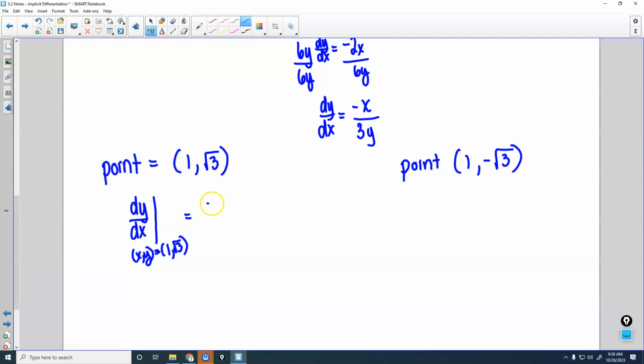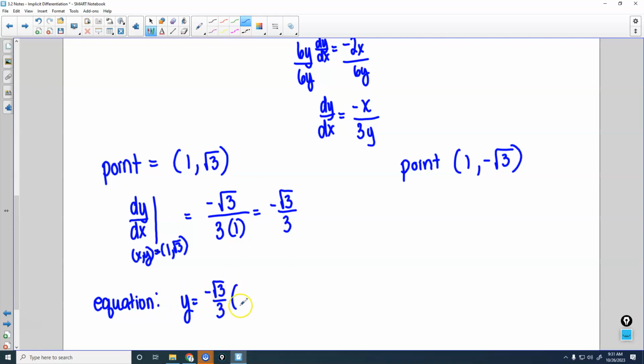So we will have negative square root of 3 over 3 times 1, which will give us negative square root of 3 over 3. So our equation right here would be y equals negative square root of 3 over 3 times x minus 1 plus the square root of 3. Definitely that can be simplified. Don't try, unless you have to because it's multiple choice. Leave it like that.